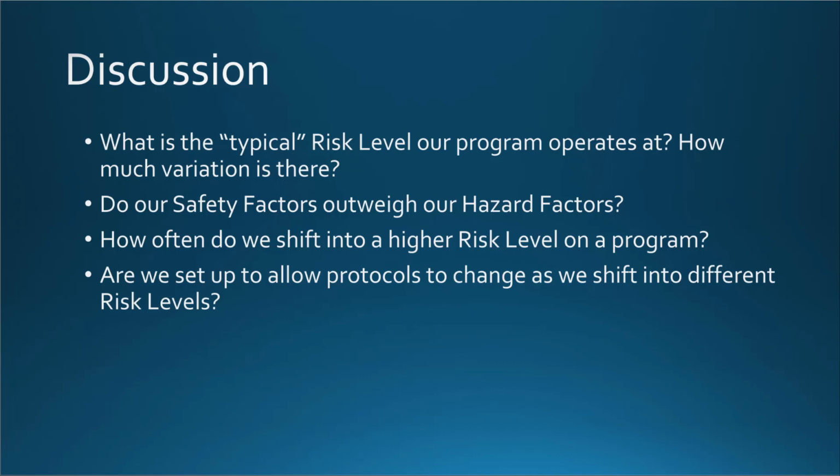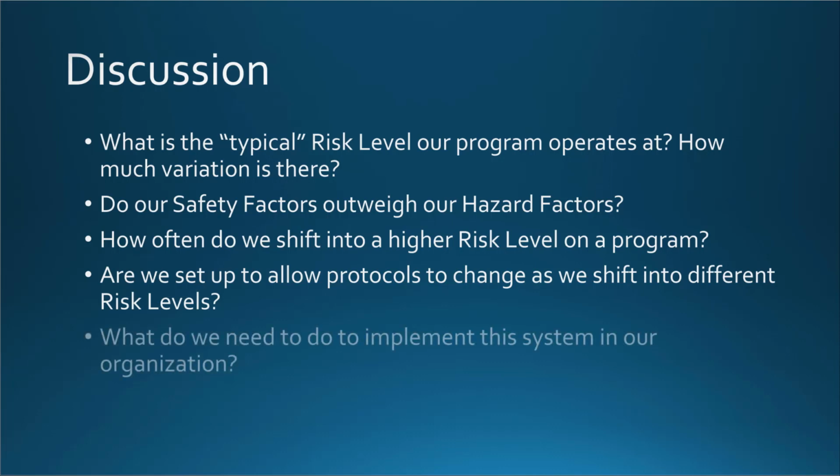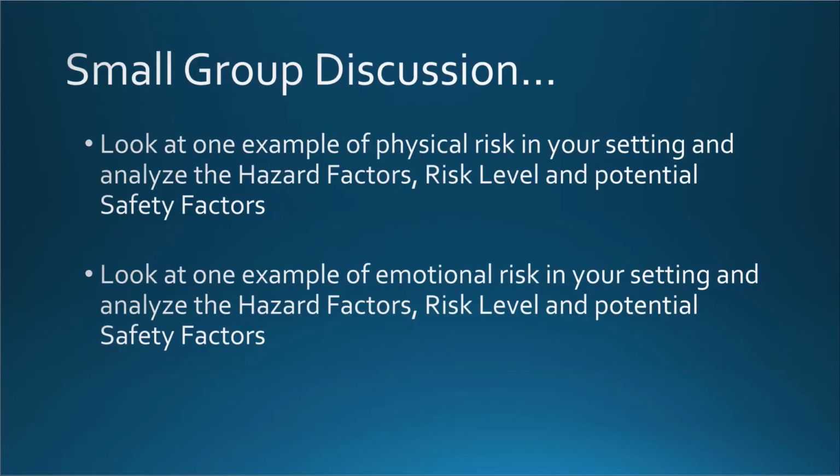What would we need to do to implement this system in our organization? Then in small group discussions, take an example of a physical risk in your setting and analyze the hazard factors, the risk level, and the potential mitigating safety factors. If you've got a real close call or a real accident, preferably ones that are far enough in the distance so that it doesn't necessarily involve anybody in your actual audience, talk about those.